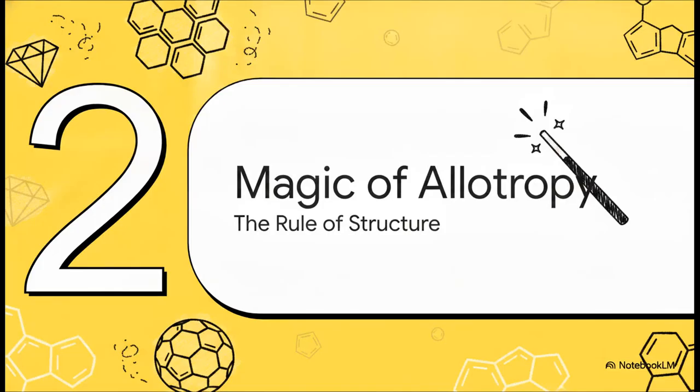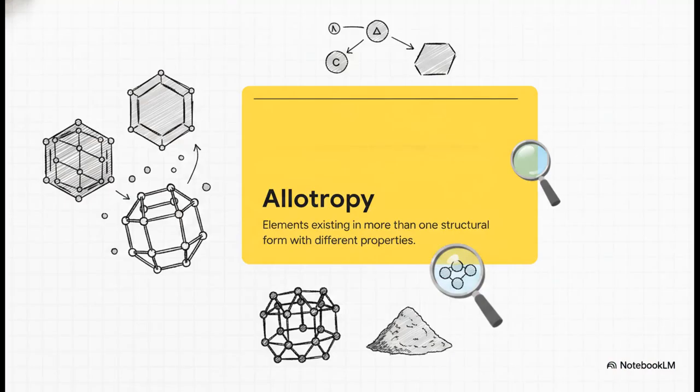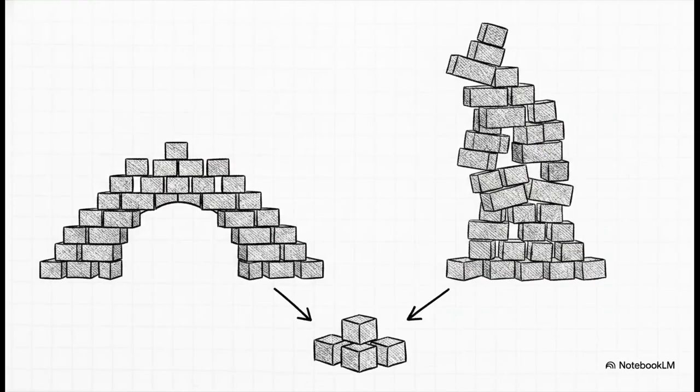Moving right along to Section 2, the magic of allotropy, the rule of structure. Okay, so let's look at the actual definition from our source material here. Allotropy happens when elements exist in more than one structural form, exhibiting quite different physical and chemical properties. Basically, it means nature can take the exact same set of atomic building blocks, rearrange them, and give you something completely new. It's kind of like magic, honestly. So the golden rule to remember here is same element, different structure, different properties. How the atoms are arranged is literally just as important as what those atoms actually are.